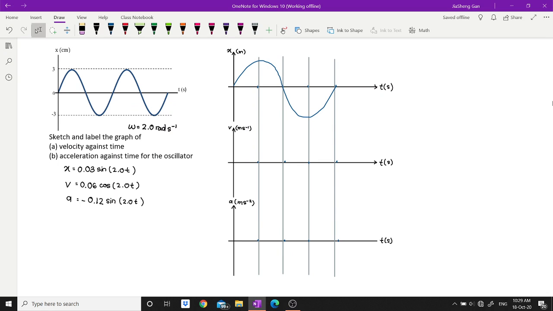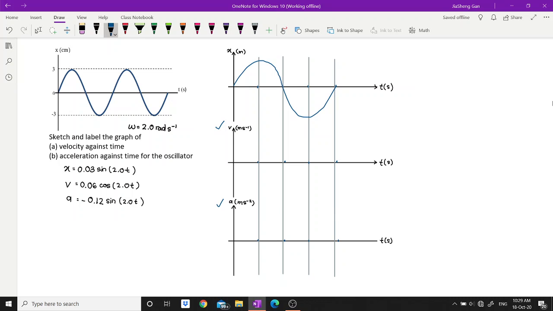Hi everyone. So this is a continuation of question 6 that we discussed for about half an hour. It's the same graph and you are given the same info, which is angular velocity equals to 2.0 radian per second. Now you are asked to sketch and label the graph of velocity against time and acceleration against time for the oscillator. So the graph that you need to draw will be this velocity time graph and acceleration time graph.